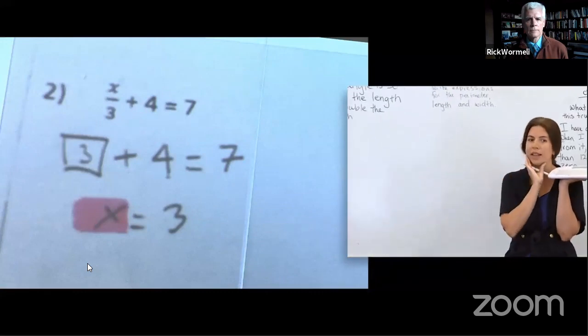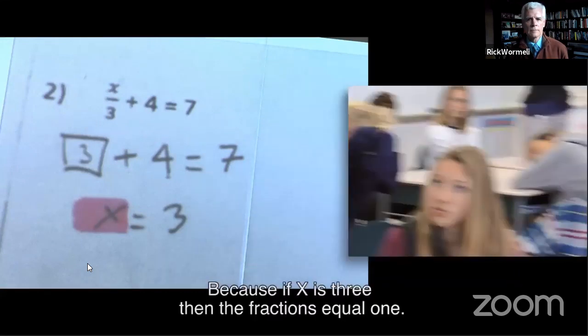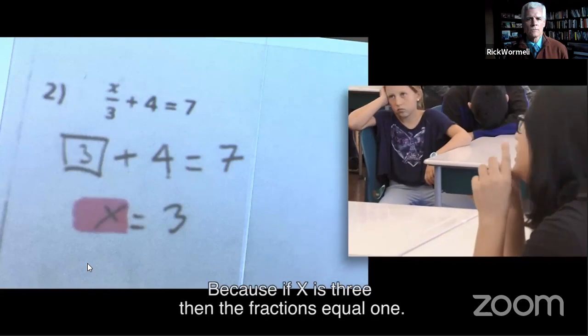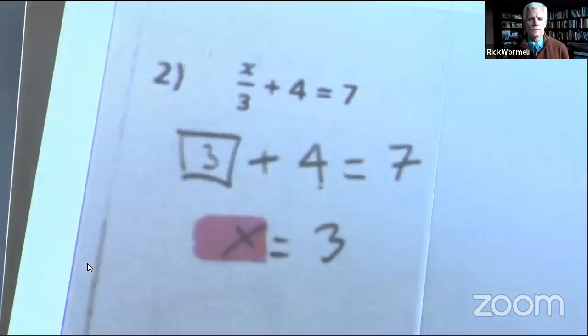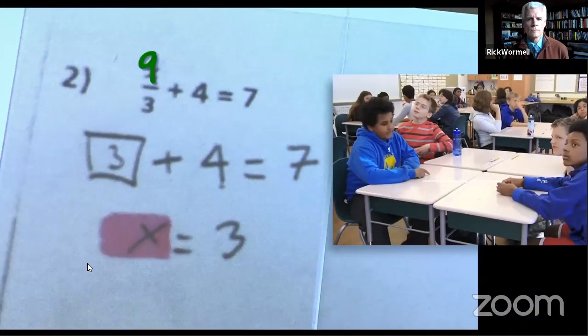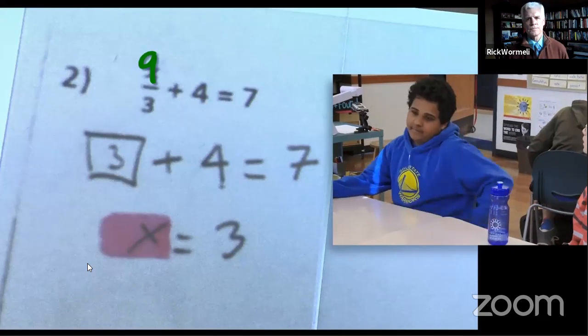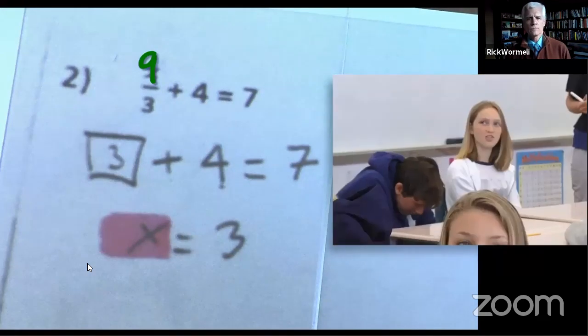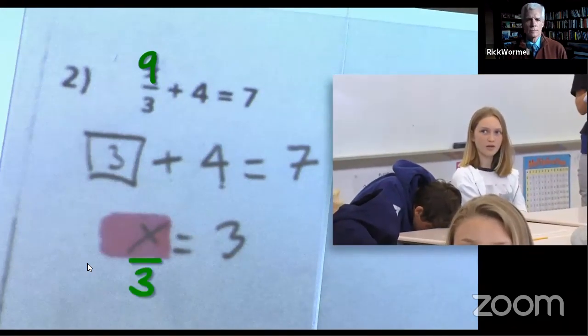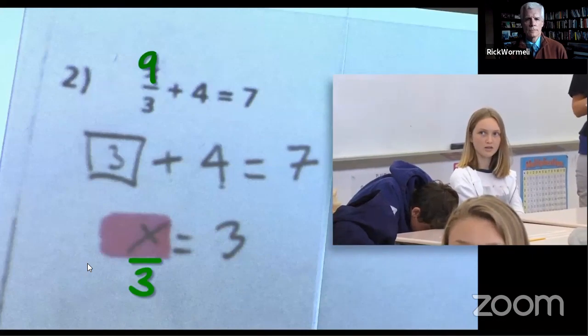Why did I highlight that x? Because if x is 3 and then the fraction's equivalent. So what should they have written instead? Talk to your group. It'd have to be 9 over 3. They forgot what they were covering up. They should have written x over 3 equals 30. Right.